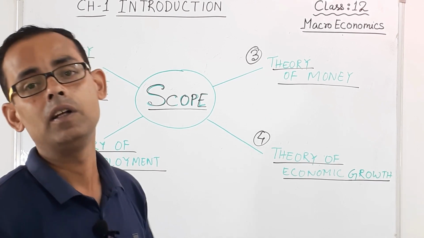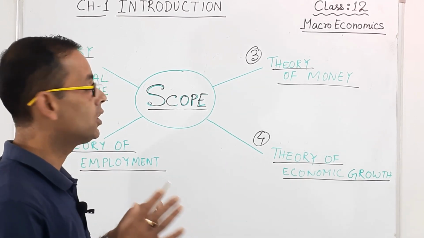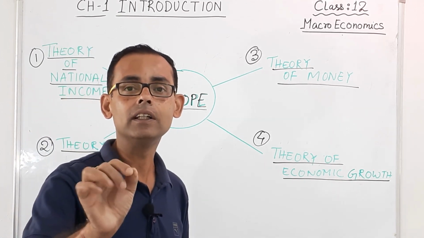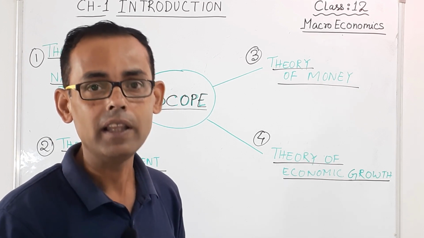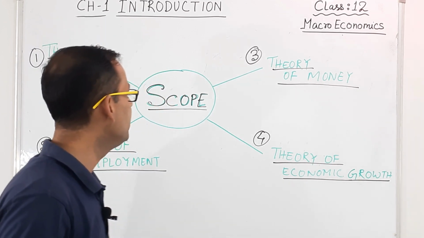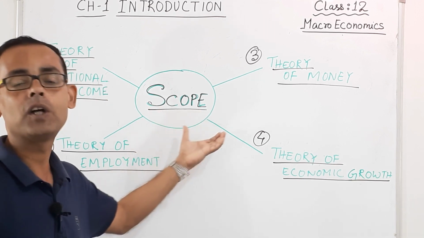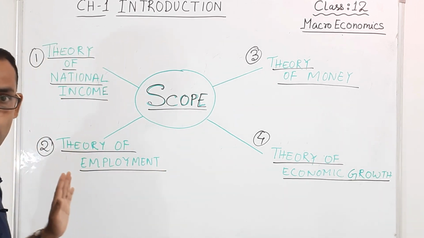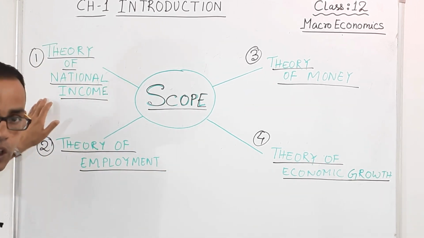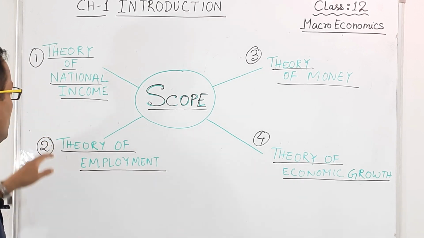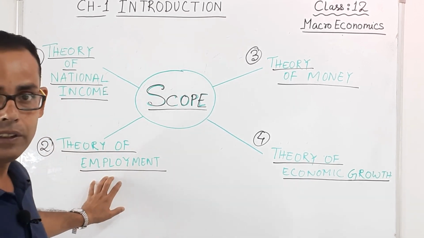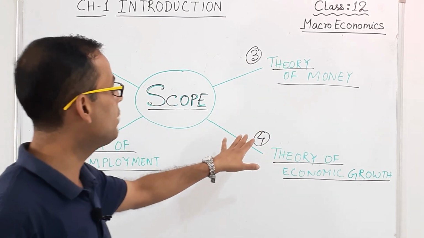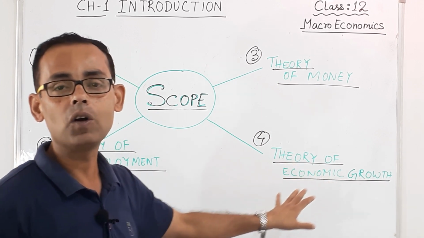So students, you have understood the concept of the importance of macroeconomics, and I think you have written the answer also in your notes copy. Now we will briefly understand the scope of macroeconomics. So what are the scopes of macroeconomics? There are 4 scopes. Theory of national income, that is number 1. Second one is the theory of employment, that is number 2. Number 3 is the theory of money, and number 4 is the theory of economic growth.